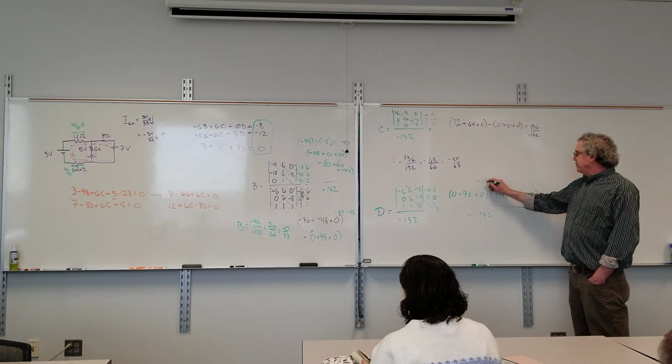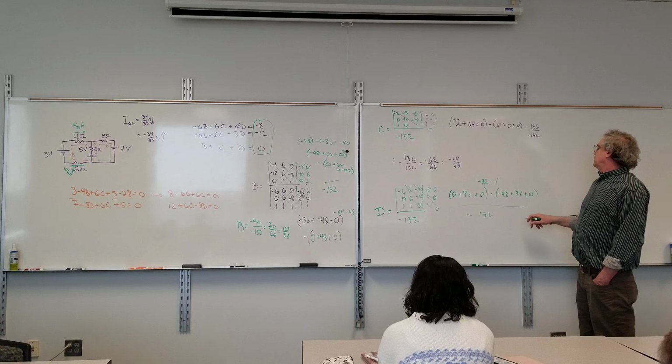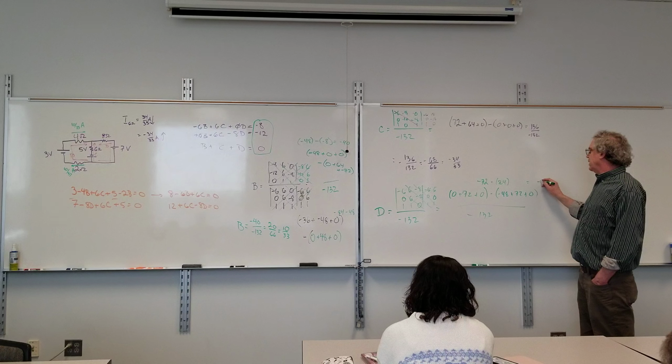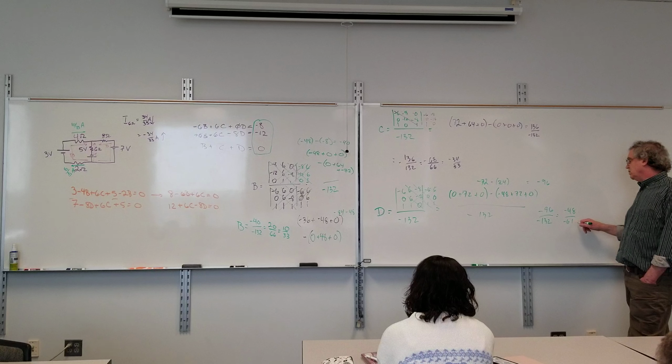And so I get negative 72 minus 24, negative 96, so negative 96 over negative 132. Negative 48 over negative 66. Negative 24 over, oh, the minus signs cancel out, so 24/33.